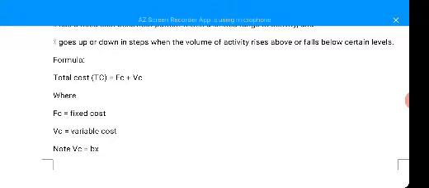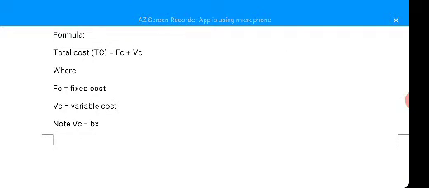Now, let me give the formula for the total cost. Total cost means when you add your fixed cost and your variable cost. The addition of fixed cost and variable cost is the total cost of production of an item, where FC is the fixed cost and VC is the variable cost. But your variable cost is not just VC. Your variable cost equals BX.